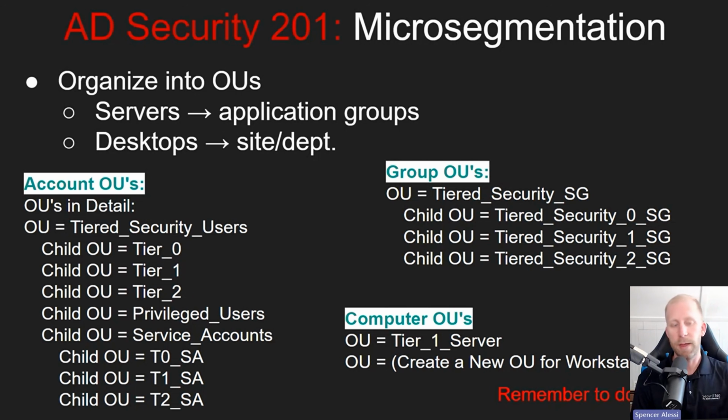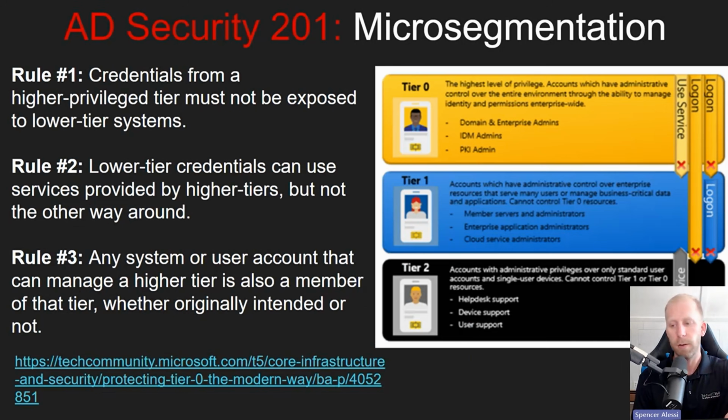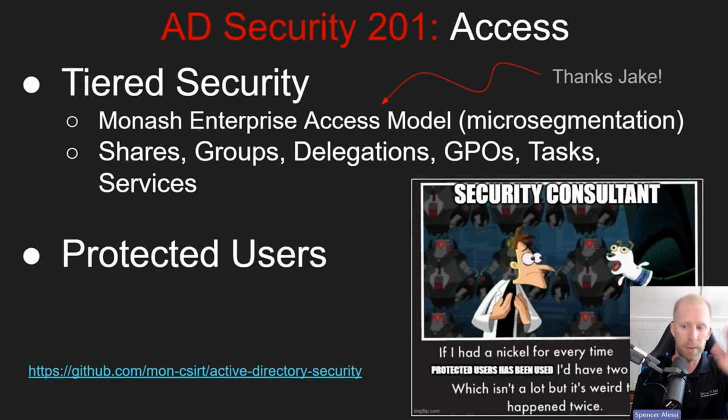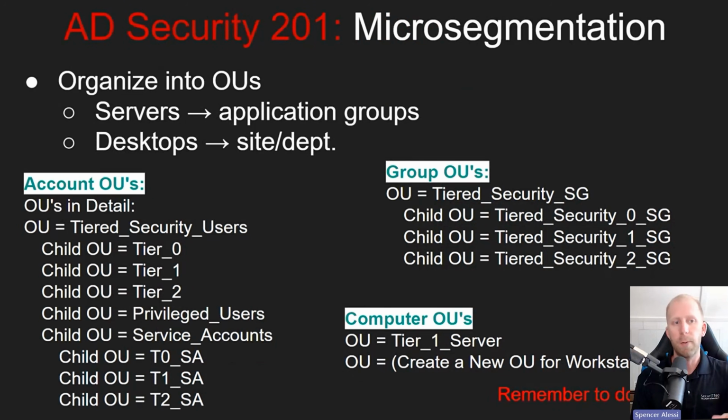Yeah, and the Monash security model talks about zones within tiers. It gets very crazy and very in depth, right? But at the bare minimum, just starting out with tier 0, tier 1, tier 2 is a great starting point. Just start there and start building out some of this structure.